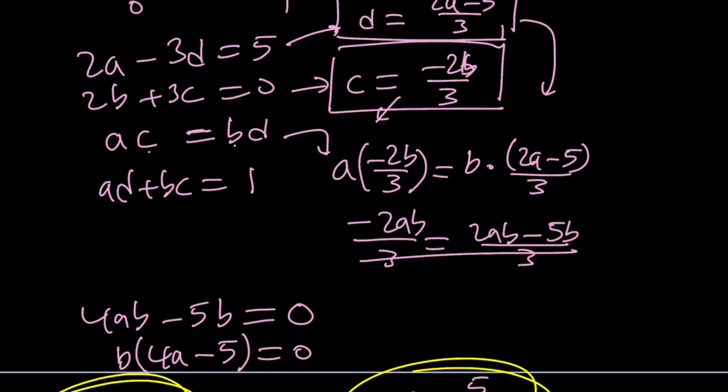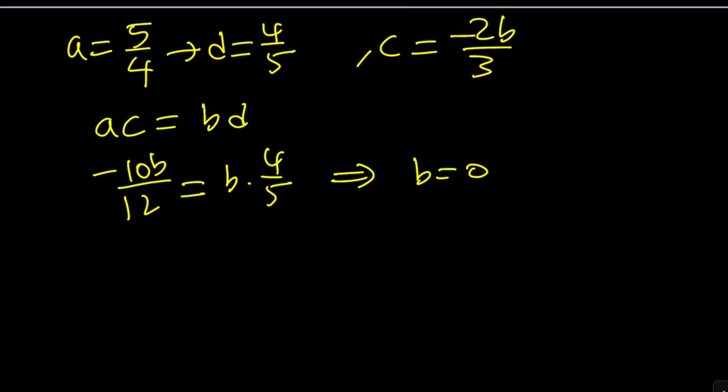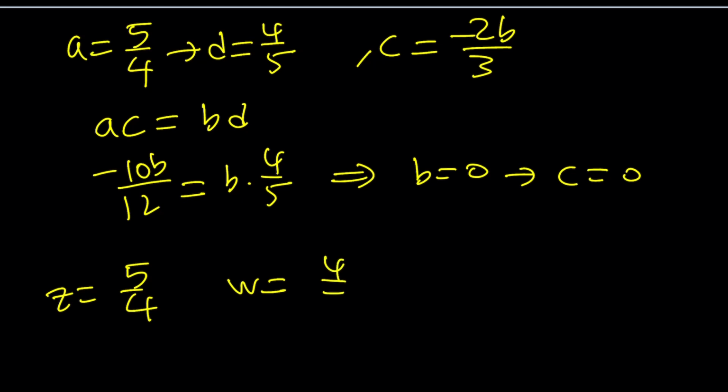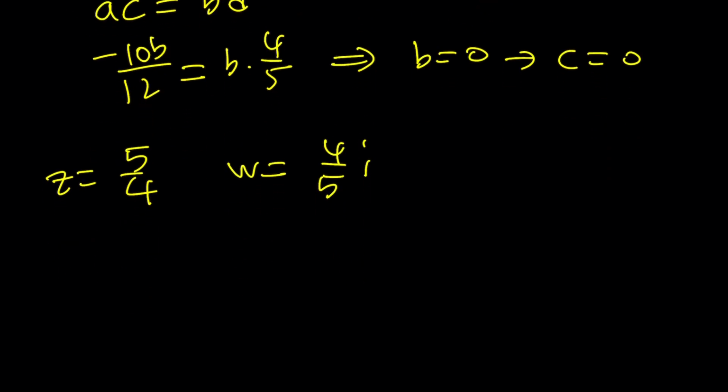Yeah. So what happens is the solution from here is not going to satisfy the original equation. If you go ahead and take a look, of course, c is going to be 0 as well. So a + bi is just going to be 5/4. Well, that's going to be our z. And w is going to be c + di, which is going to be (4/5)i. Let's go ahead and plug it in and see if that works.